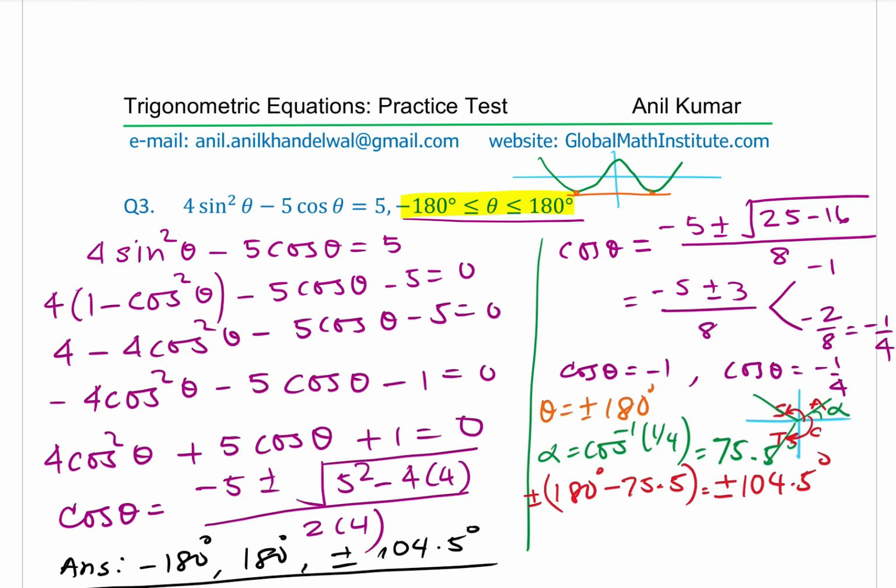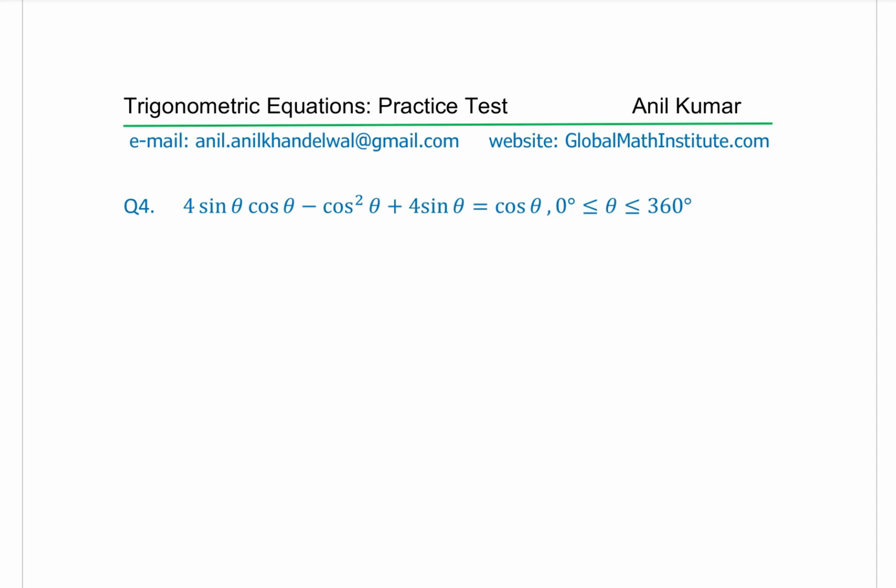Now, let's take the last question, which is question number 4 for us. Question here is 4 sine theta cos theta minus cos square theta plus 4 sine theta. It's a good practice to bring all the terms together. So I'm keeping this on the left side, bringing it with minus cosine theta equals to 0. Well, the domain is from 0 to 360 degrees, which is the default domain most of the time.